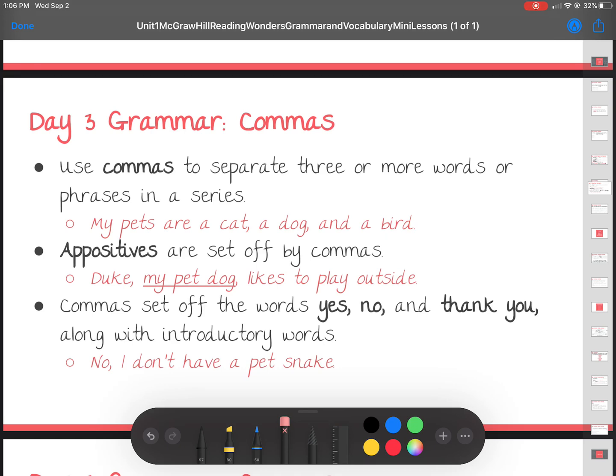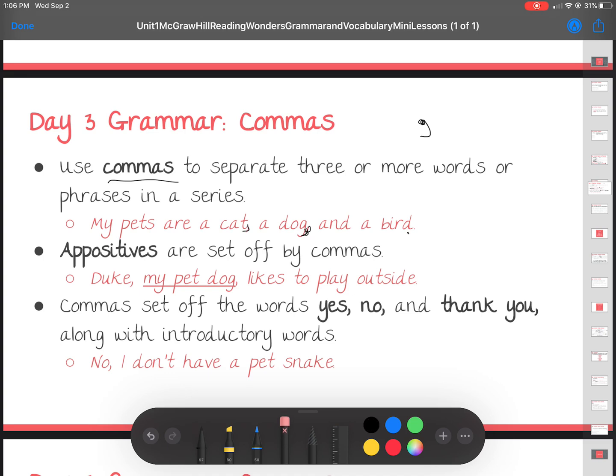Okay, so diving in today, day 3, commas. You need to make sure that you have your notebooks out and you are taking notes. The first thing we're going to talk about is how commas separate 3 or more words in a phrase or sentence in a series. So this example is, my pets are a cat, comma, the comma comes after the noun, a dog, comma, and a bird, period. The comma has to come before the word and, not after the word.